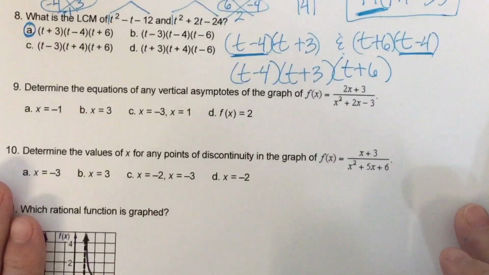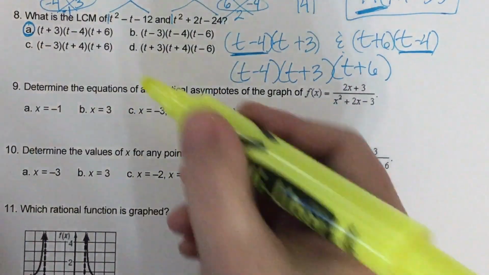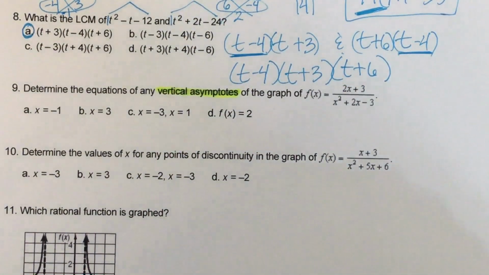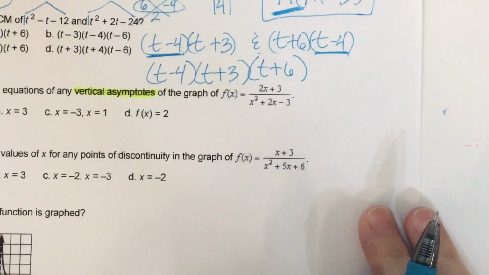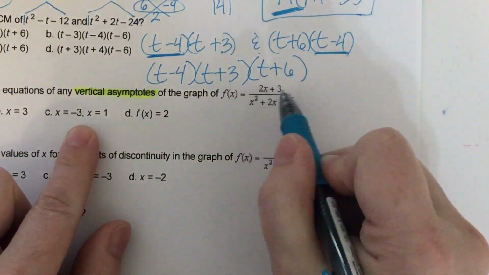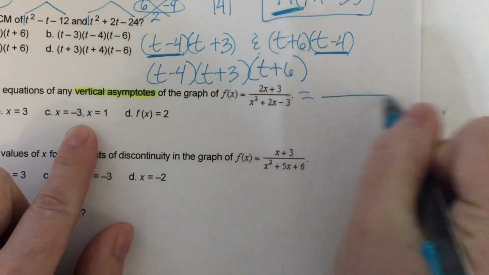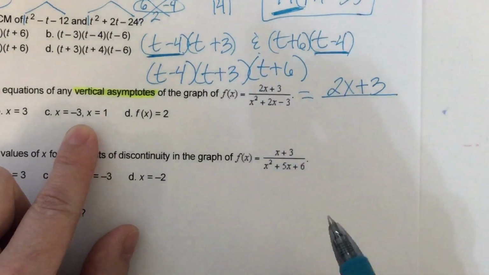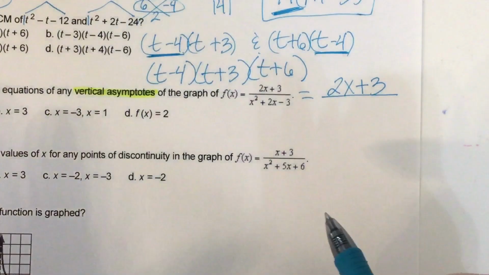Okay, number 9, vertical asymptotes. I'm going to factor anything that can factor here, numerator and denominator. So the numerator, however, does not factor. There's no GCF. It's not a difference of squares, so it's going to stay put. But I can factor my denominator.